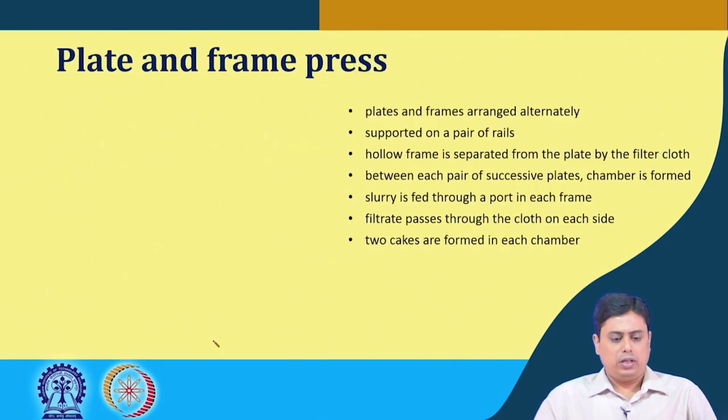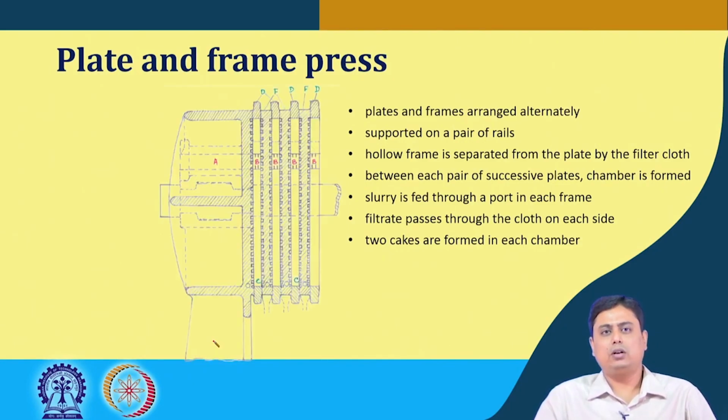If we now go to the details of this plate and frame filter press, this basically consists of plates and frames that are arranged alternately, and these are supported by a pair of rails. The hollow frames are separated from the plate by filter cloth, and between each pair of successive plates, that means a chamber is formed, because on both sides we have the filter cloth. So something like this, these are the chamber views.